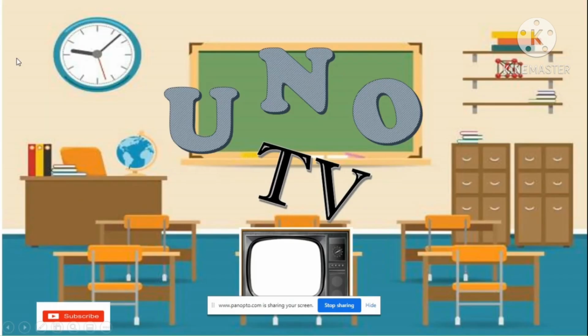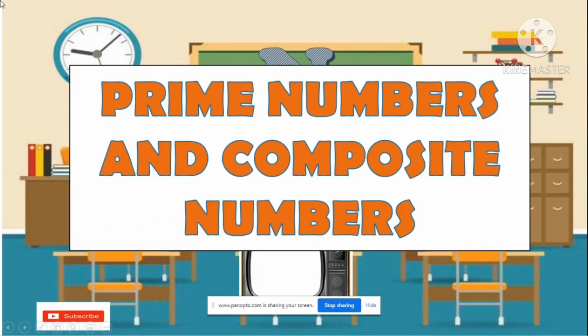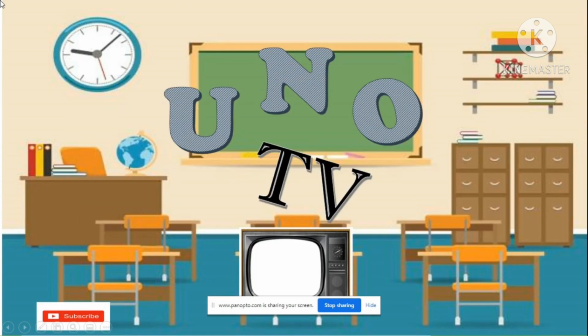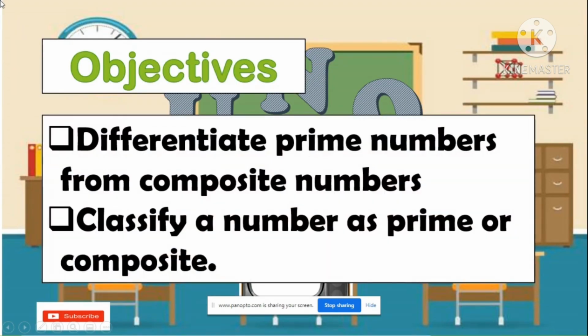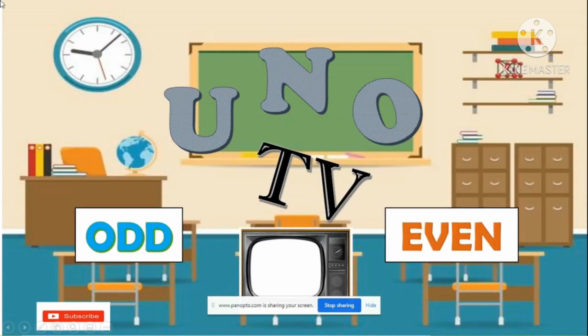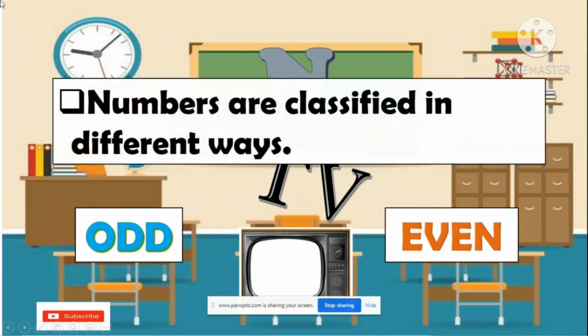Today's lesson, we will be discussing prime numbers and composite numbers. Our learning objectives for today are to differentiate prime numbers from composite numbers and classify a number as prime or composite. It is said that numbers are classified in different ways. You have learned about odd and even numbers when you were still in the lower grade.